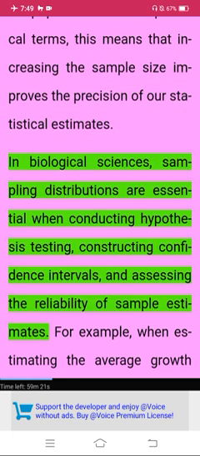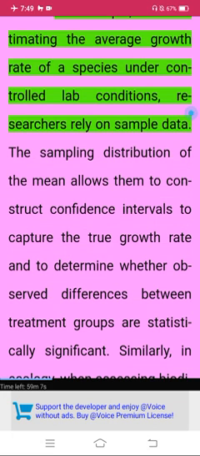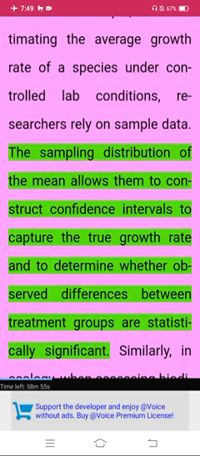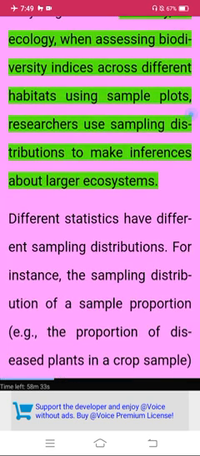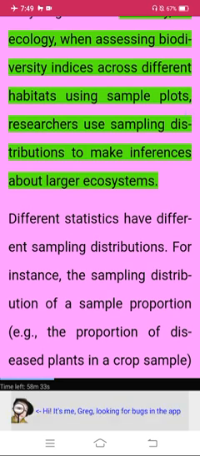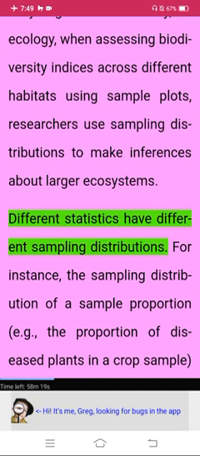In biological sciences, sampling distributions are essential when conducting hypothesis testing, constructing confidence intervals, and assessing the reliability of sample estimates. For example, when estimating the average growth rate of a species under controlled lab conditions, researchers rely on sample data. The sampling distribution of the mean allows them to construct confidence intervals to capture the true growth rate and to determine whether observed differences between treatment groups are statistically significant. Similarly, in ecology, when assessing biodiversity indices across different habitats using sample plots, researchers use sampling distributions to make inferences about larger ecosystems. Different statistics have different sampling distributions.